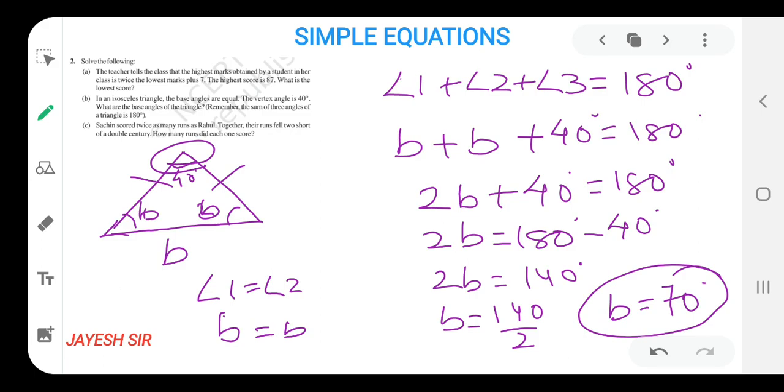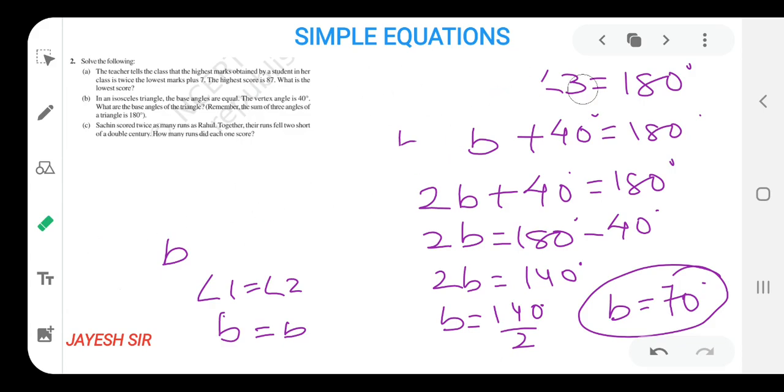That means the value of this angle is 70, and the value of this angle is also 70. That means the value of B is 70 degrees. Don't forget to write the units, because it has been mentioned in degrees and it has been asked in degrees also. I hope you all might be getting it.